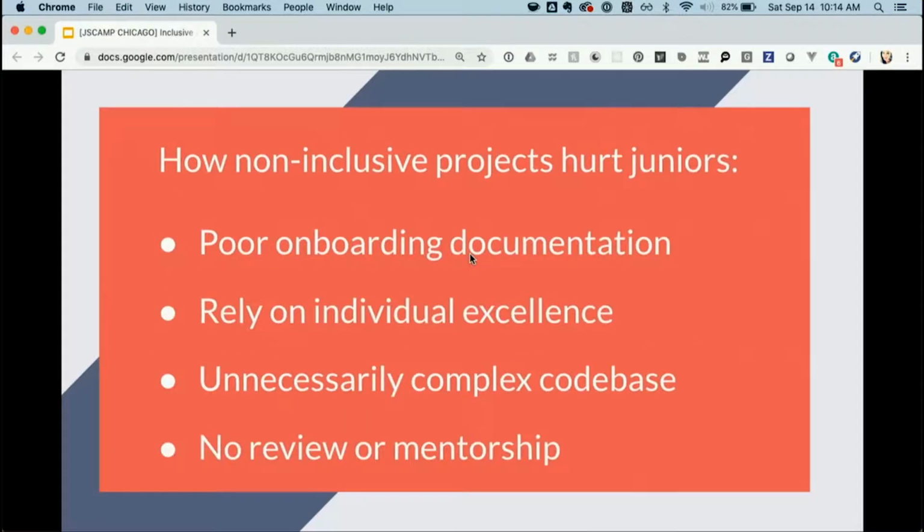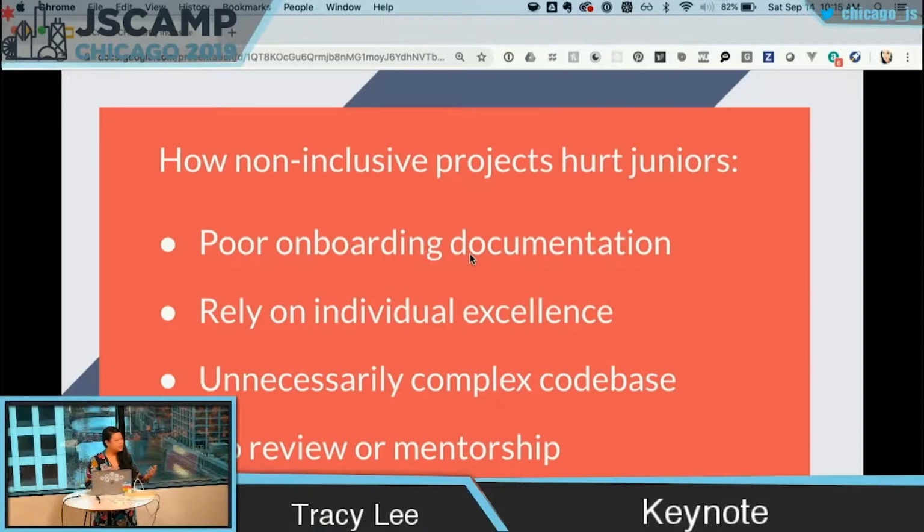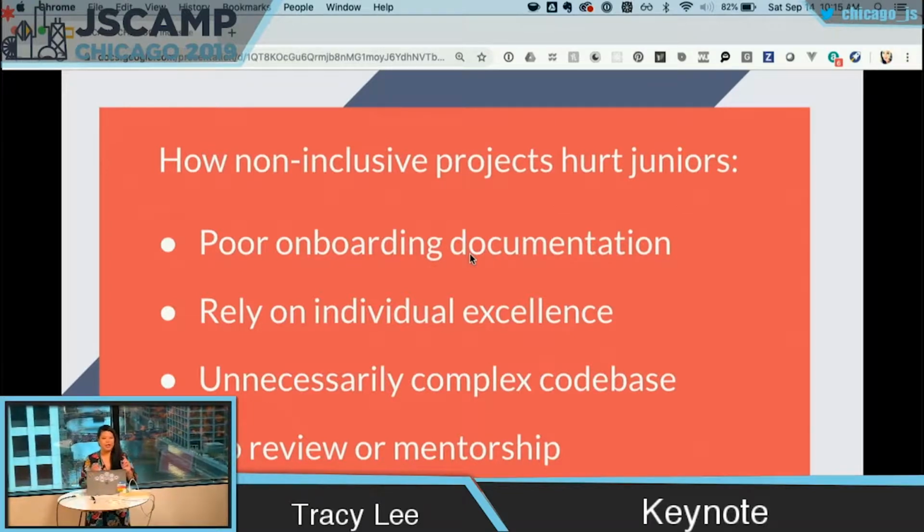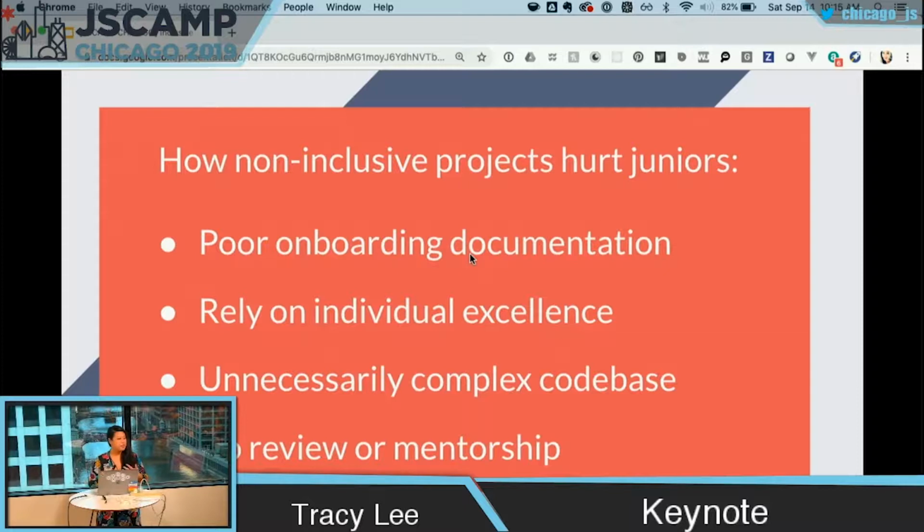So here's some great examples of why juniors tend to fail on your team. Poor onboarding documentation. This means that they always have to ask about everything. There's nothing they can reference on their own. I'm sure a lot of you have either dealt with this personally as a junior developer or are dealing with this in your teams. Individual excellence. So seniors have to micromanage juniors to make sure they don't make mistakes, right? That kind of sucks. Also, an unnecessarily complex code base. So we all love code, but overcomplicating development and design problems when they don't need to be complex, making sure you're thinking about abstractions that can actually help juniors and the rest of your team be more successful.